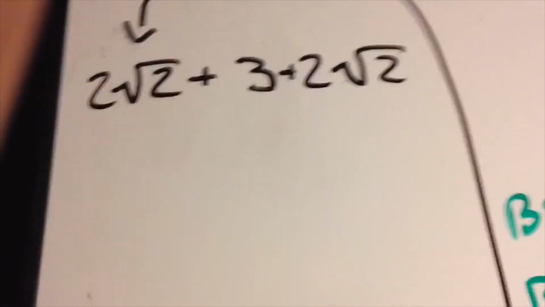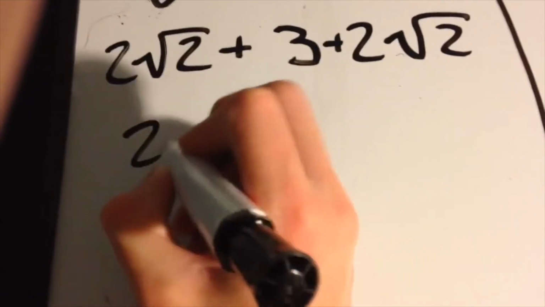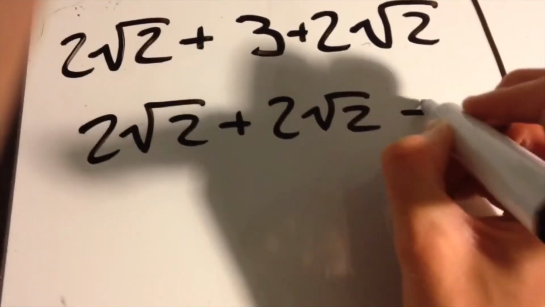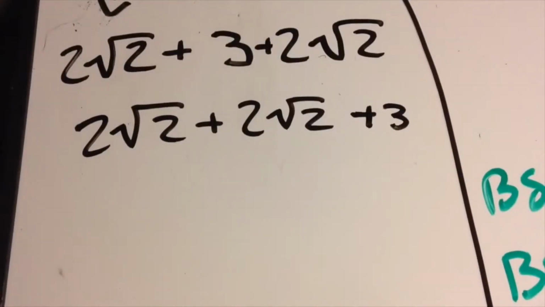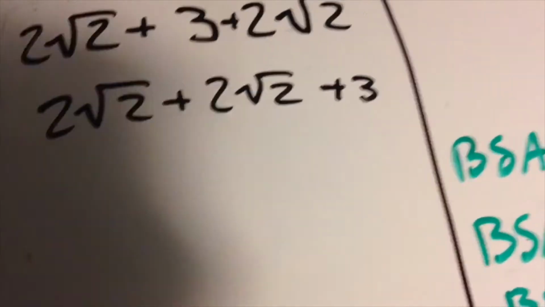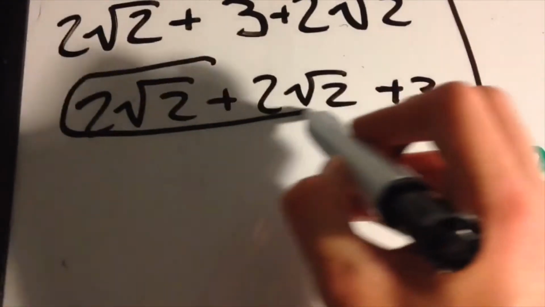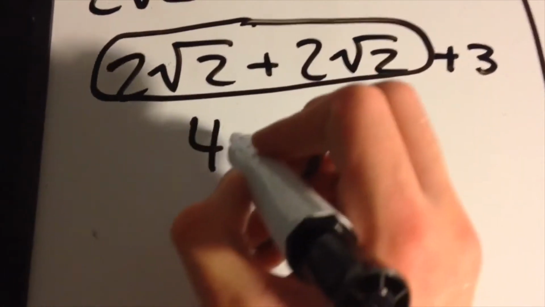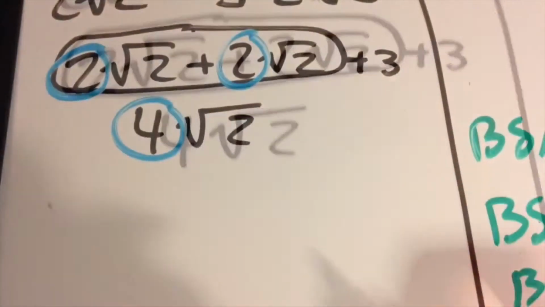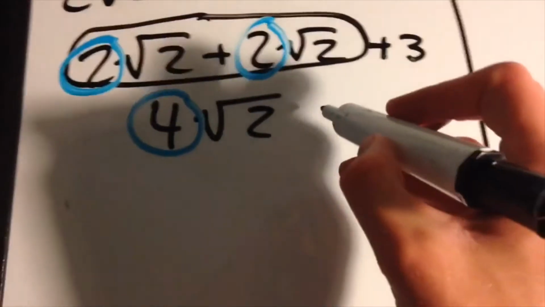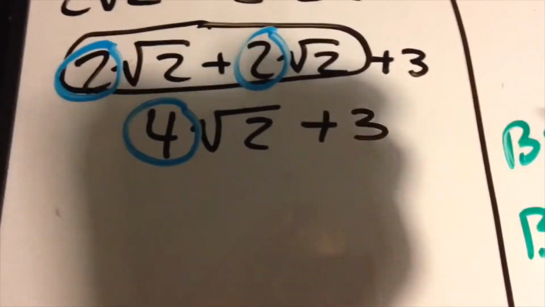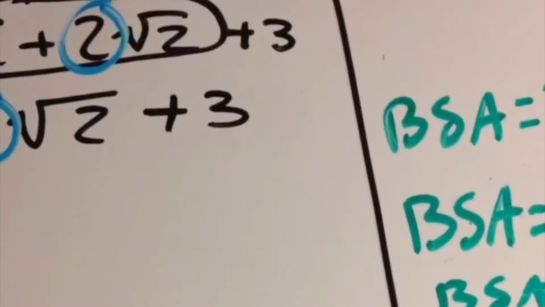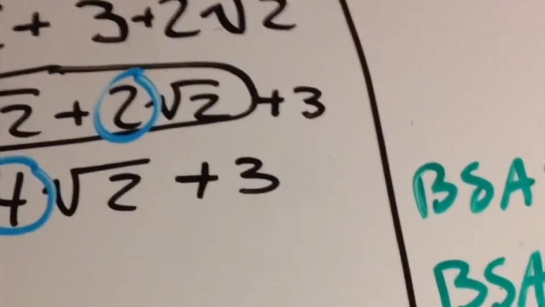So we can't really do much with that 3 right now. So just to be more comfortable, I'm going to reorder it like this. Now, we are able to add these two because the radicals do match. So this ends up to be 4 times the square root of 2. And then our 3 just falls down and we get our final answer of 4 times the square root of 2 plus 3.